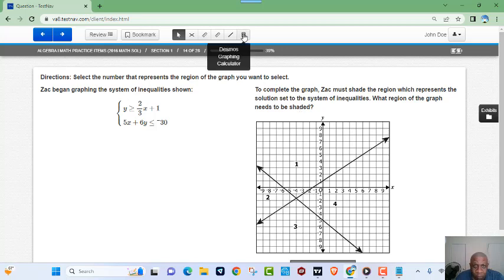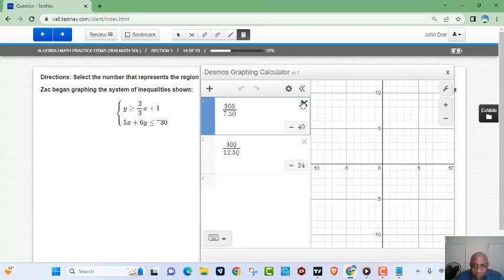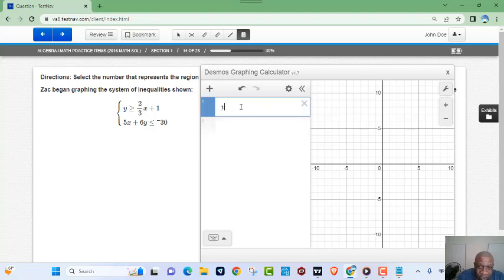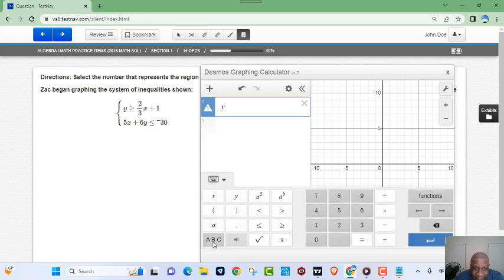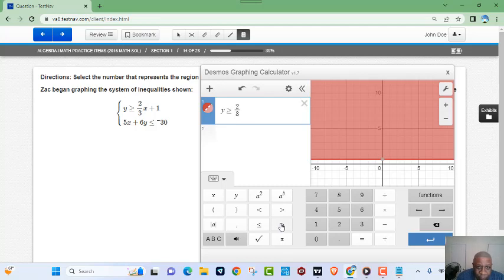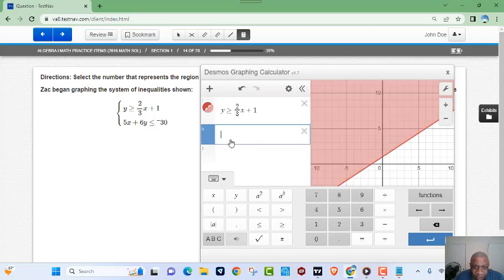Okay, well, why don't we just use DESMOS to find out for us, and why don't we just graph those? So the first one says y is greater than or equal to 2/3 x plus 1. And the next one says 5x plus 6y is less than or equal to negative 30.